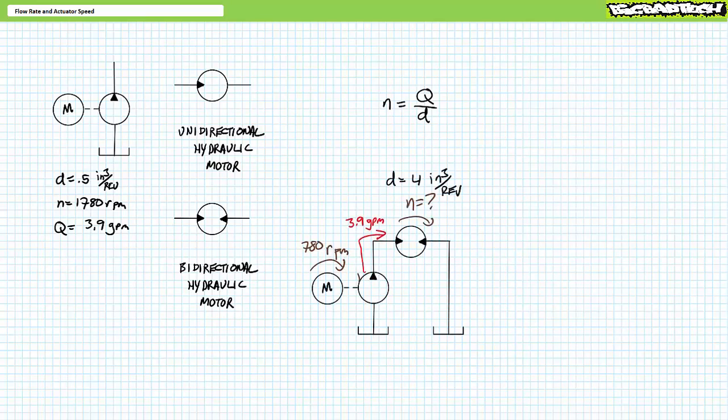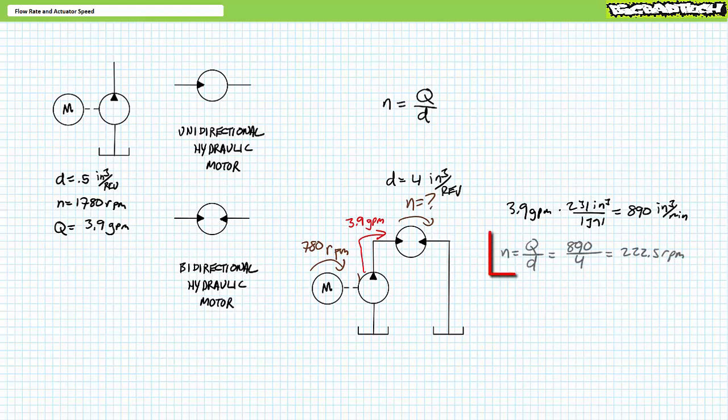For example, consider the previous pump with a displacement of 0.5 cubic inches per revolution being rotated at 1780 RPM. As we previously demonstrated, this results in a flow rate of roughly 3.9 gallons per minute. What if this pump output was being used to drive a bidirectional hydraulic motor with a large displacement of 4 cubic inches per revolution? What is the output rotational speed of the hydraulic motor shaft? As we previously demonstrated, 3.9 gallons per minute is equal to 890 cubic inches per minute. Rotational speed is flow rate divided by displacement. This yields a rotational speed of roughly 222.5 revolutions per minute.